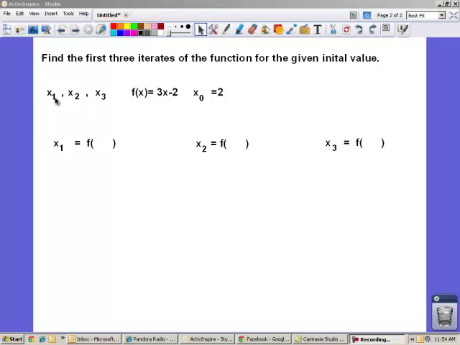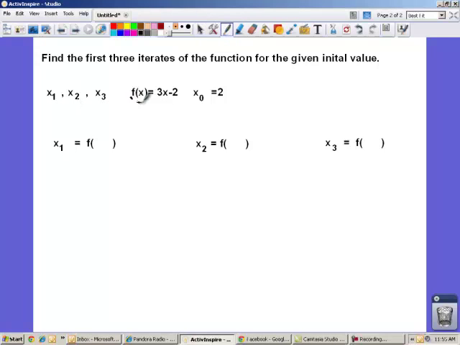For this second part of the video, we're finding the first three iterates of the function for the given initial value. And I want you to make sure that you write the definition for an iteration from your book before you start this. What we're doing is we're finding, instead of a sub 1, it's going to be x sub 1, x sub 2, and x sub 3.